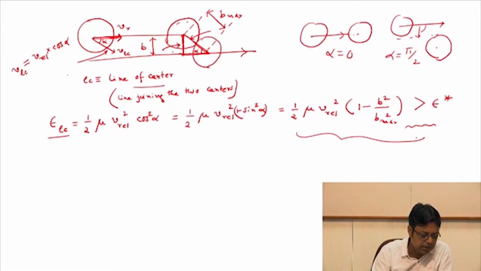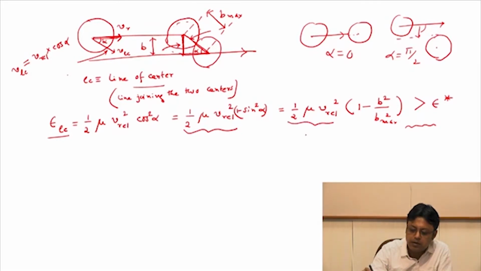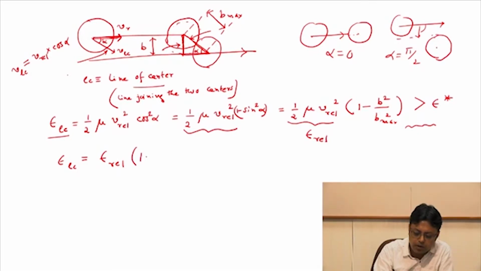So this part tells us that I have half mu v relative squared. Before we proceed, this also has the dimension of energy, because half mv squared is kinetic energy. So instead of half mu v relative squared, we could write that it is basically the relative kinetic energy. So what I got is that the energy transferred along the line of centers should be like this: 1 minus b squared by b max squared, and that should be greater than epsilon star.